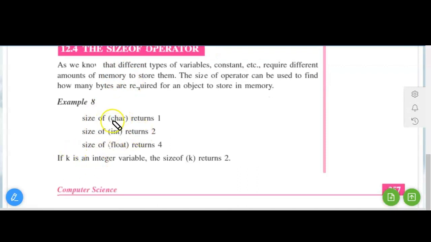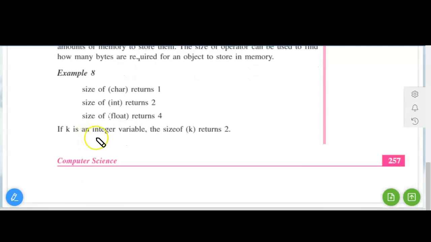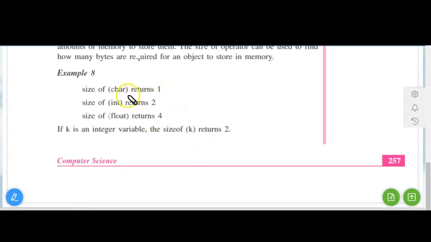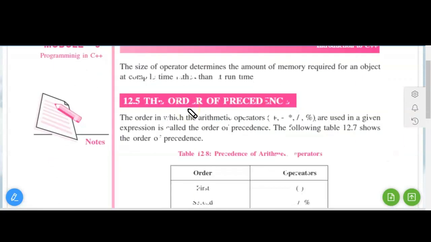If you see here, when you write a simple basic program, you just have to give sizeof a particular data type, and you will get to know how many bytes of information are required for storing that character. Okay, so if you use character, it returns just 1, integer it returns 2, float it returns 4.